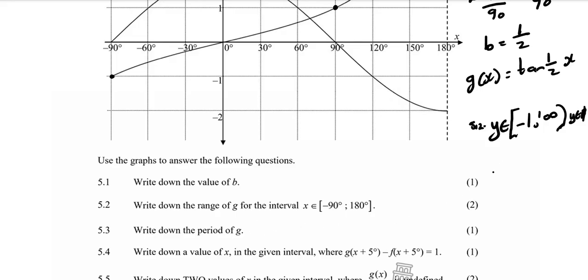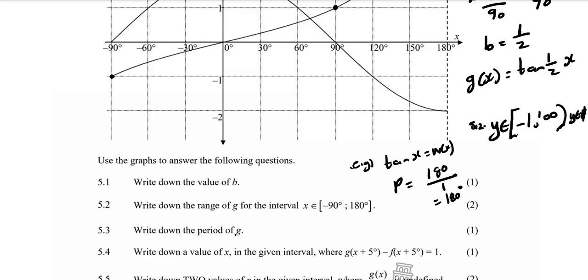So they say write down the period of g. We know that on the normal graph of tan, if you are given, e.g., tan of x, this is our g of x, for example, and they say write down the period of this, we're going to say the period is equal to 180, because we know that it is always 180 for tan. We divide by the number that will be here. Since here there is 1, we divide by 1, and it is 180 degrees. This is our period.